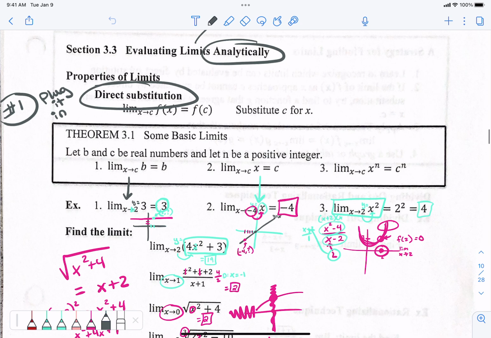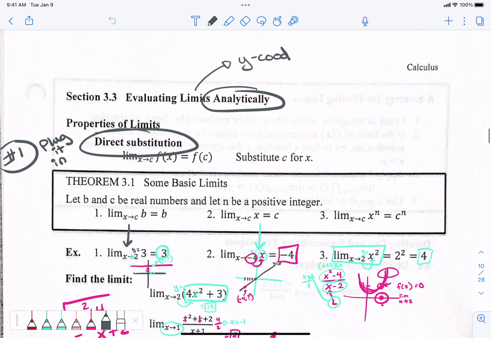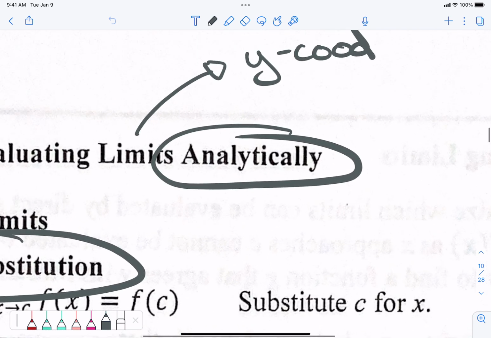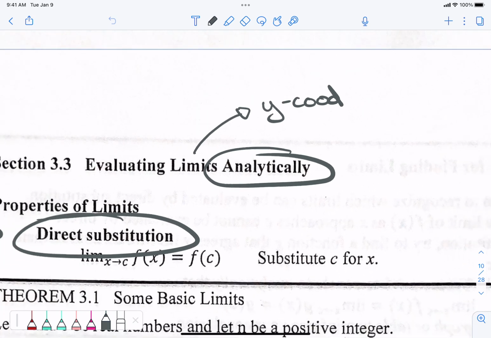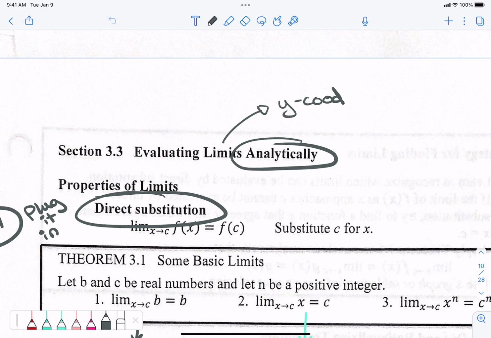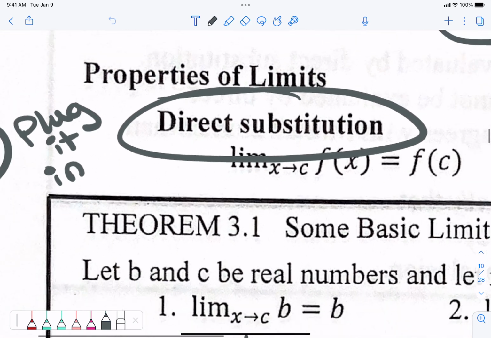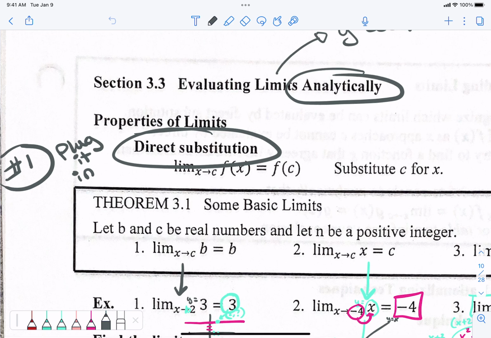So here is this: finding limits analytically. That is not using a graph, but I'm going to graph a lot of these just so that you can kind of make that connection. Analytically is just using different strategies to evaluate limits. Typically you want to always do this first: plug it in. Try to plug in the limit and find the y coordinate based off of that. And if you can, then you're done. Then you don't have to do anything special.